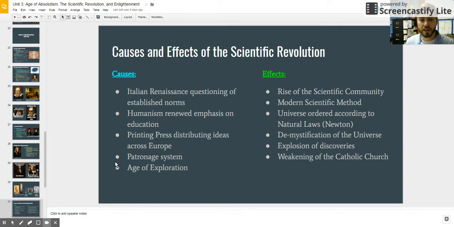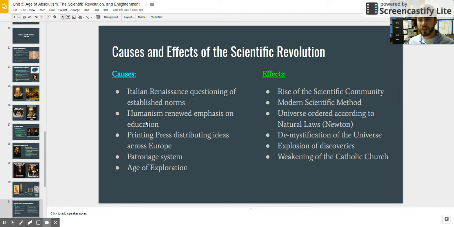All right, finally, let's look at the cause and effect. What caused the scientific revolution? What was its effect? Well, one, we talk about the Renaissance and humanism really causing people to question the established norms. That's going to lead to people like Descartes and Bacon to come up with that scientific method for learning new things about the earth, not just taking the Greek and Romans word for it, but learning more ourselves.